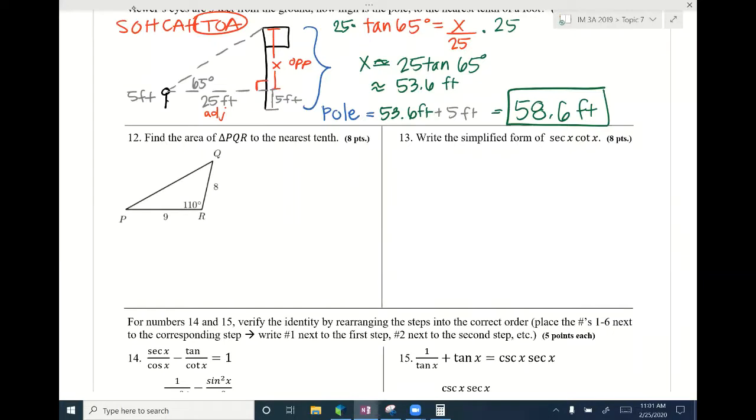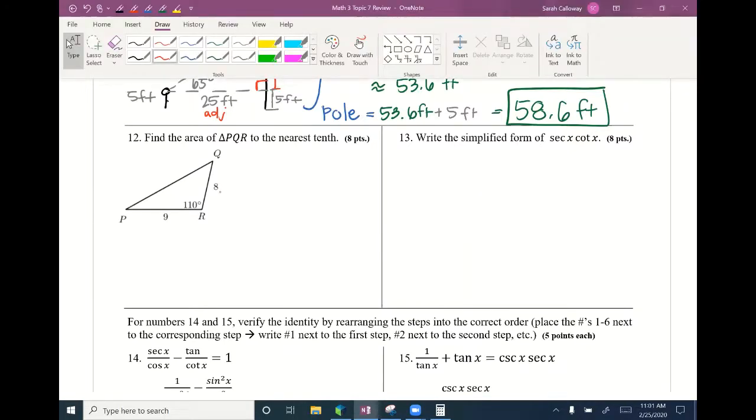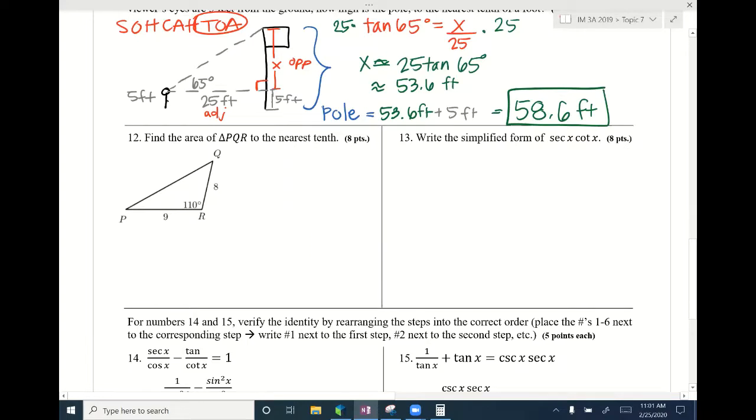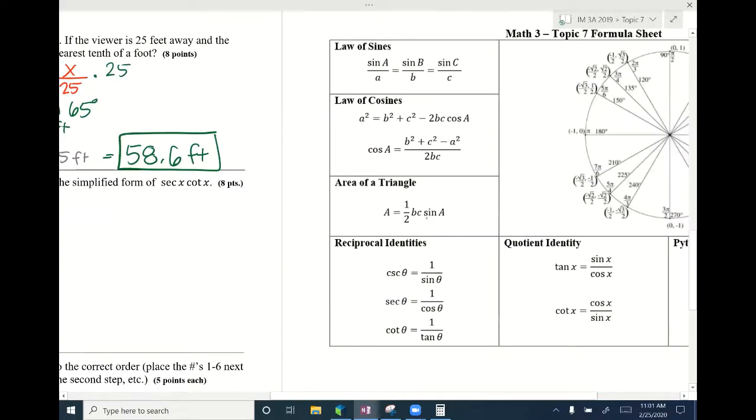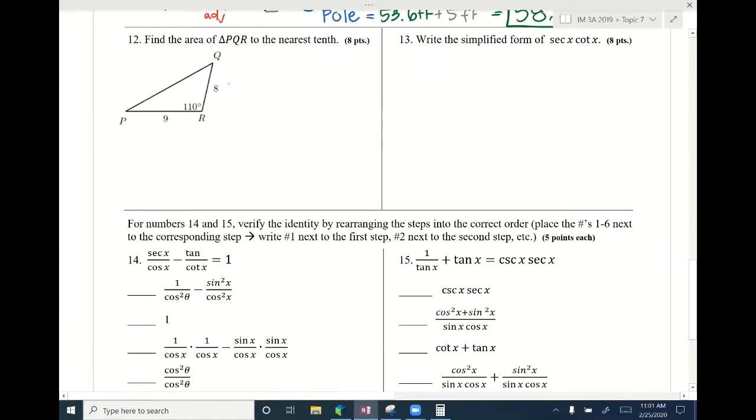The area formula when I have a side angle side triangle is given to us as the area equals 1/2 b times c times sine of a. So I know an angle and I know the two sides next to it. So if I'm using the variables on my problem, this is side p and this is side q. So I would do that the area is 1/2 pq times sine of r. So if we plug in 1/2 of 8 times 9 times sine 110.